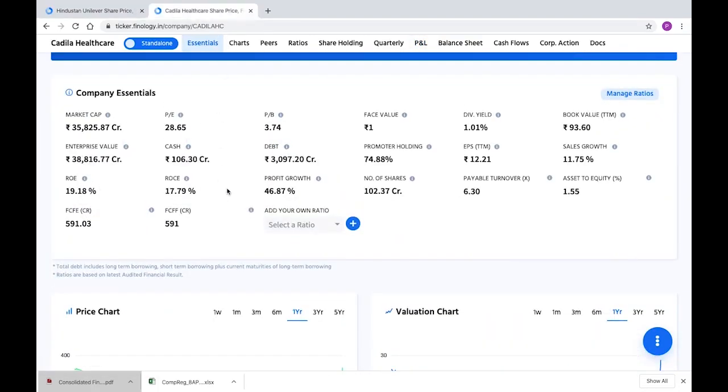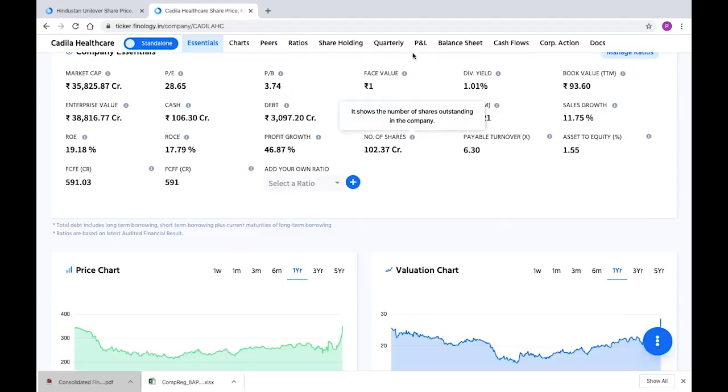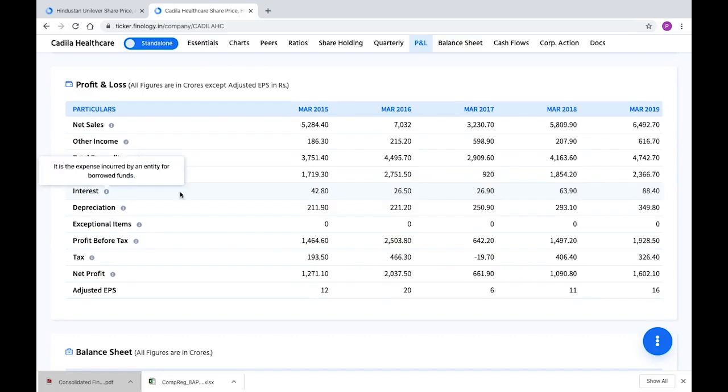Let's see Cadila again. Whenever a company has taken debt, it has to pay interest on it. So let us see, here is the interest paid by Cadila. This interest is reduced while calculating the net profit of the company. So while calculating ROCE, we do not divide net profit, but we divide the operating profit. Here is the operating profit of the company, that is 2,300 crores, as interest is the return generated for debt holders.